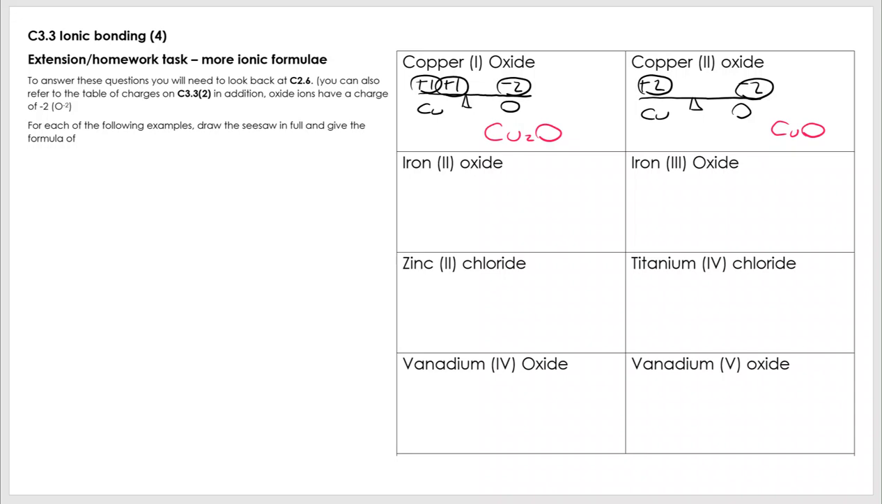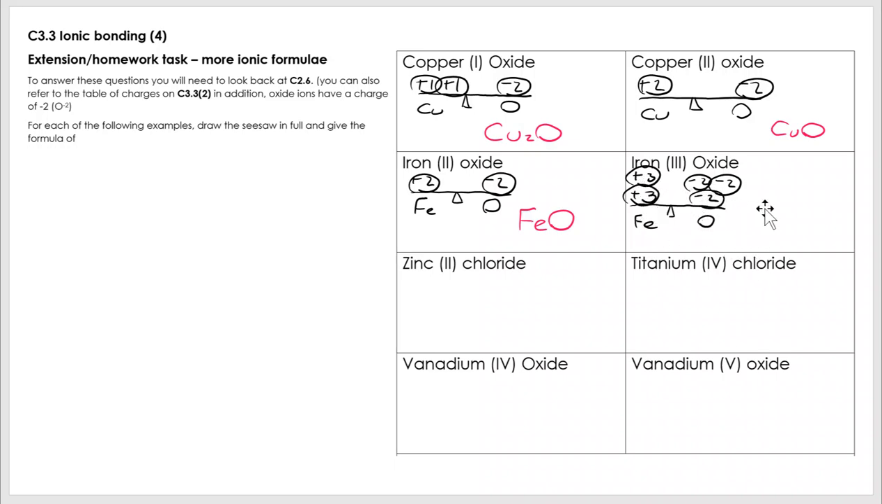If I take a look at iron(II) oxide, Fe is +2, oxide is -2, I need 1 of each of them, I have FeO. And for iron(III) oxide, I have iron at +3, oxide at -2, I need 2 of the ions, 3 of the oxides, so it becomes Fe2O3.